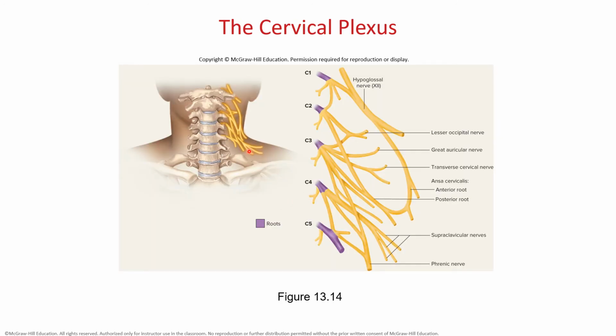So this is the cervical plexus here again. So C1 through C5. So these are the spinal nerves coming out of the spine here. And you're going to look at some interesting nerves here. So the hypoglossal nerve actually comes down here. And also, let's take a look. So we have the phrenic nerve. That's another important one here.